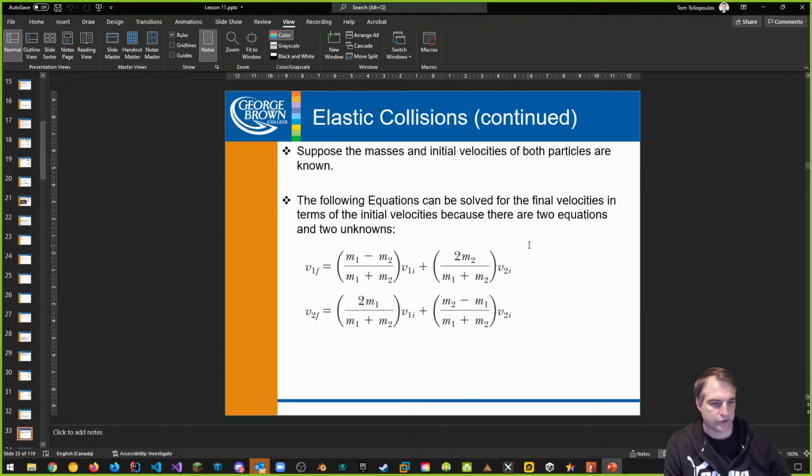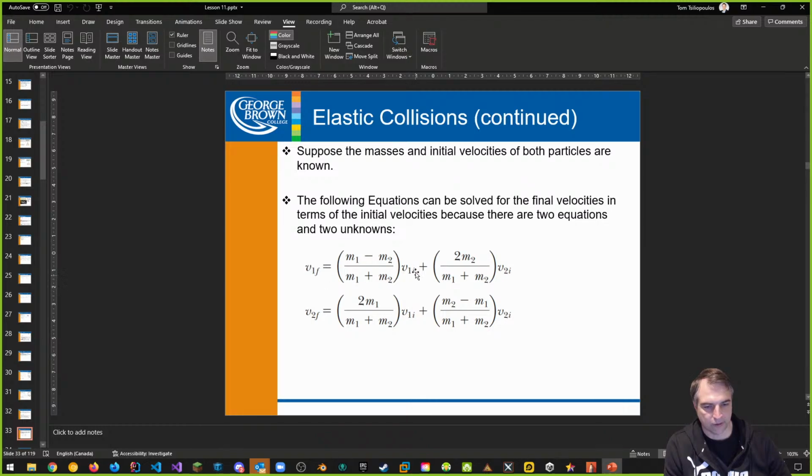All right, so the following equations can be used for the final velocities in terms of the initial velocities, because there are two equations and two unknowns. For example, V1 final, right? We can use this formula, and V2 final. So we have two velocities, and we have this information here. Notice that a lot of this is being duplicated.